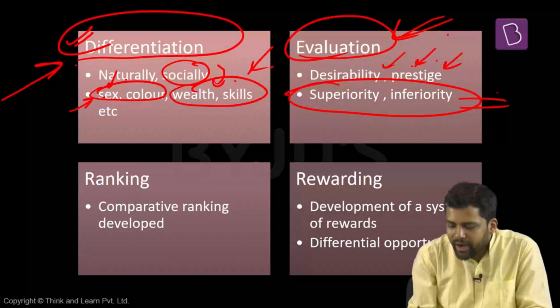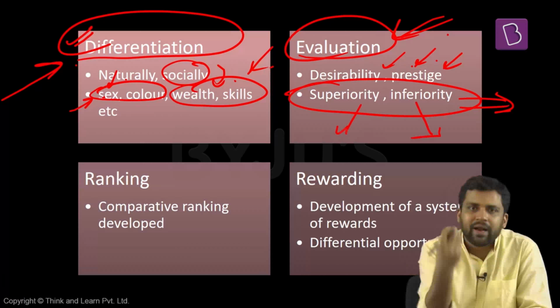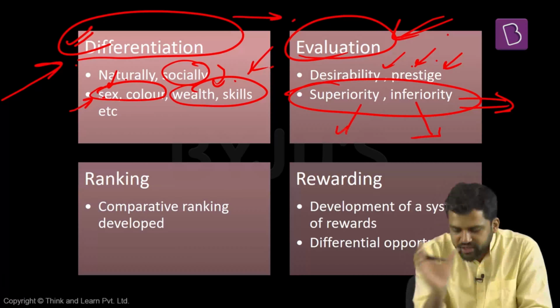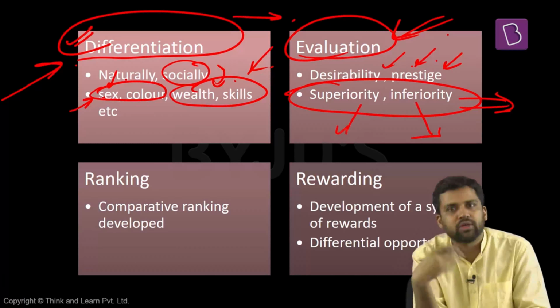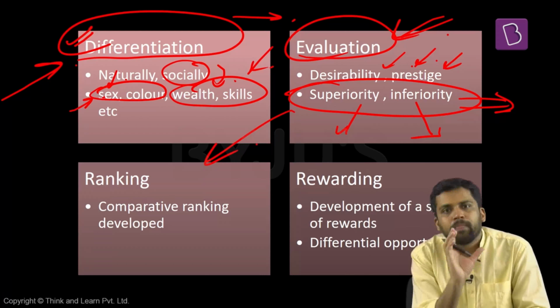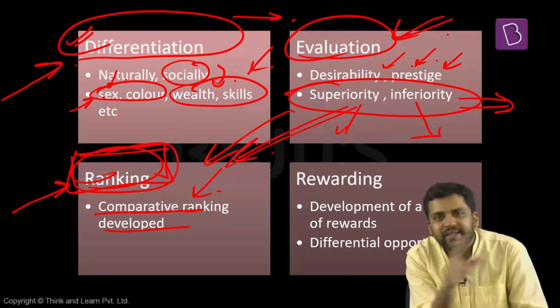And now you have evaluated and you have associated some values. So you have now rated people in terms of superiority and inferiority. Certain attributes will be considered superior, certain attributes will be considered inferior. First stage was differentiation, second stage is evaluation. On the basis of evaluation, certain attributes are considered superior, certain attributes are considered inferior. Next stage is ranking. People are now arranged, they are ranked together. A comparative ranking is developed. Superiority and inferiority help in deciding this ranking.